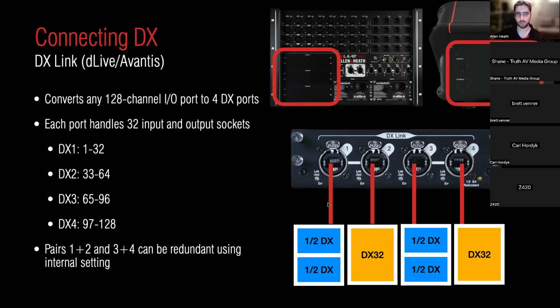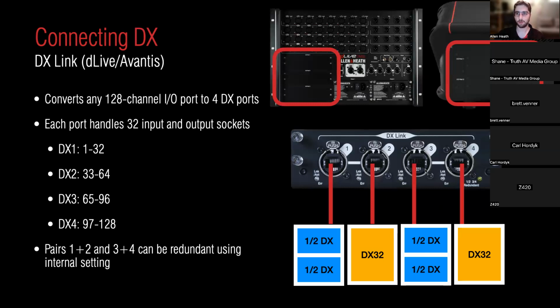And each port is just like a standard DX port. It handles 32 channels. And you see these little white lines here that usually, when you think back to the DLive S class, usually refers to redundancy. But with DX Link, you actually have the option within the console. You can have these operate in redundant mode, or you can have them each be independent. So depending on how many stage boxes you want to connect and how important redundancy is to you, you can disable the redundant pairs here and just treat each port independently.